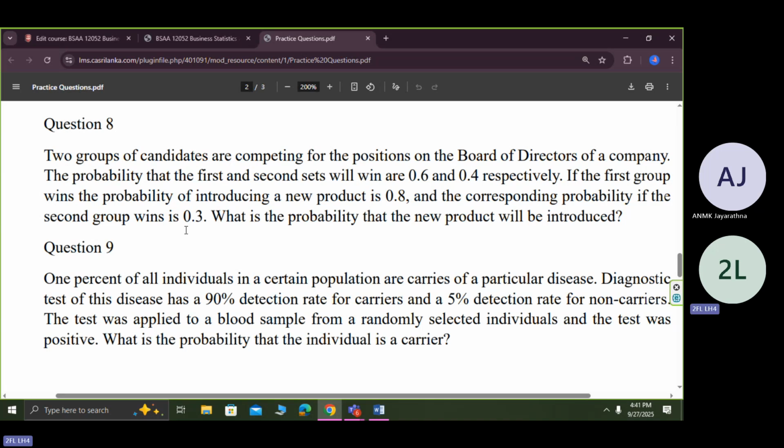Then how many chances are there? Here we can consider both events. Then how do we get the answer? 0.48 plus 0.12. What is the chance? 0.60. There is a 60% chance to introduce the new product to the market. This concept we call total probability. Understood? Okay.